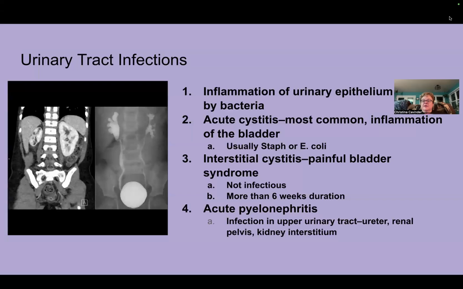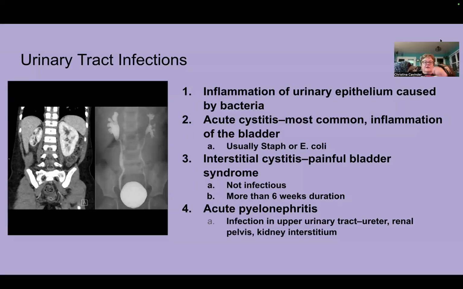All right, urinary tract infections. Urinary tract infections obviously are caused by bacteria for the most part. I don't know if I've ever seen a viral urinary tract infection. Maybe, but usually it's bacterial. And you can have acute cystitis, which is the most common. That's inflammation of the bladder. Typically, it's staph because staph lives everywhere on our body. It's hard to get rid of staph.